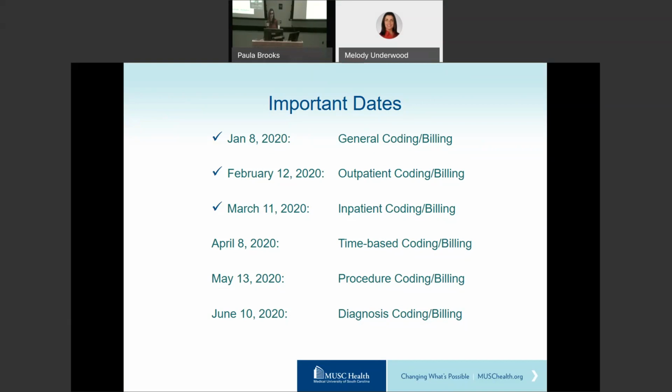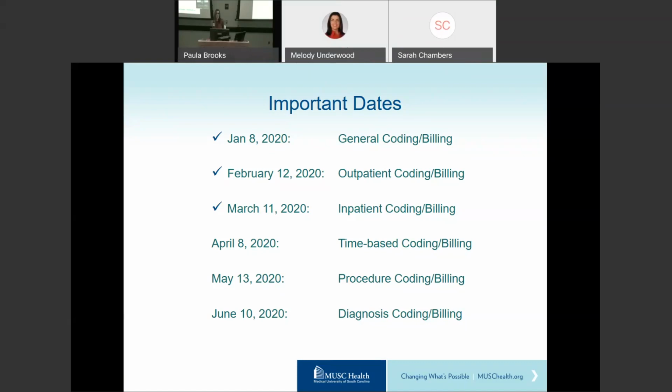Here are some important dates to keep in mind for some of the sessions, in case you don't already have the dates that we have pre-approved. The next session is going to be April the 8th, which is going to be on time-based coding. May the 13th will be on procedure coding, and last but not least, June the 10th we will cover diagnosis coding and billing.